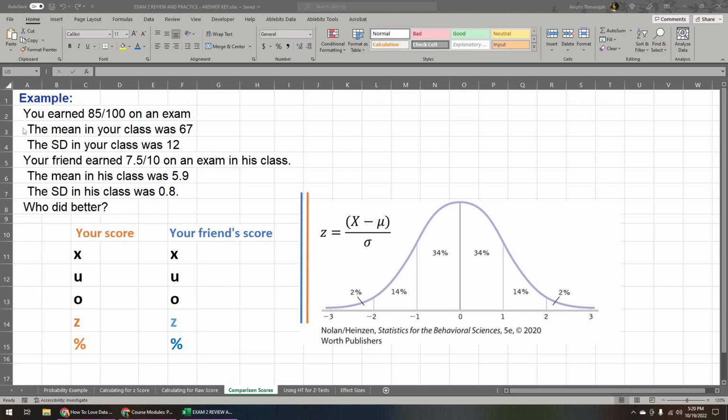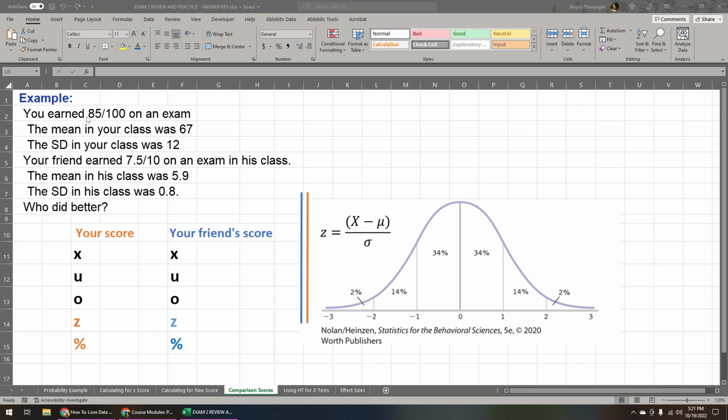So here's our example. You earned 85 out of 100 on an exam. The mean in your class was 67. The standard deviation in your class was 12. Your friend, on the other hand, earned 7.5 out of 10 on an exam in his class. The mean in his class was 5.9, and the standard deviation in his class was 0.8. With all these numbers, who did better?